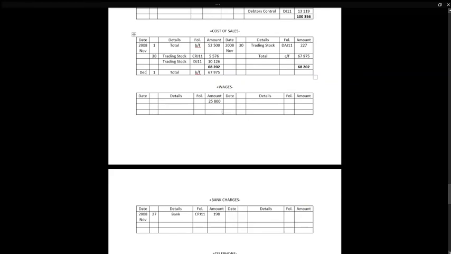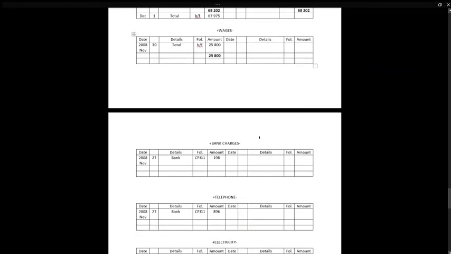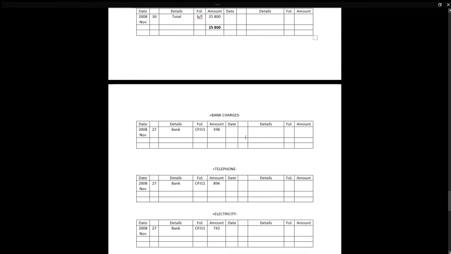Alright, wages. One side is empty, therefore I am allowed to only total. But I see the other information here has also not been filled in yet. This was brought forward. Details will be total. Last day because it was a total of a column. Okay, 30th of November 2008. There you go. Right, bank charges, one side is empty. I am allowed to only total.